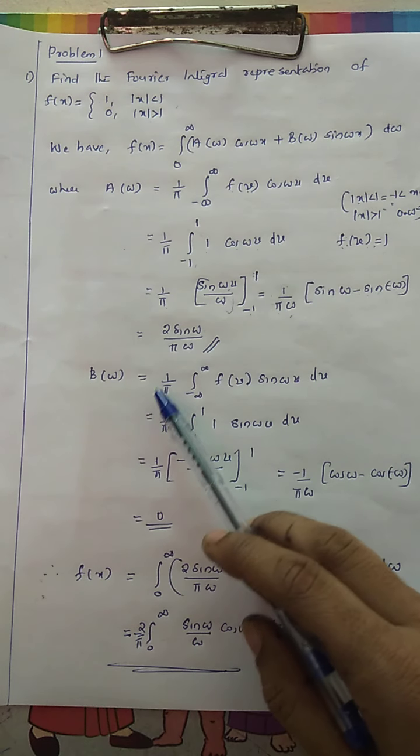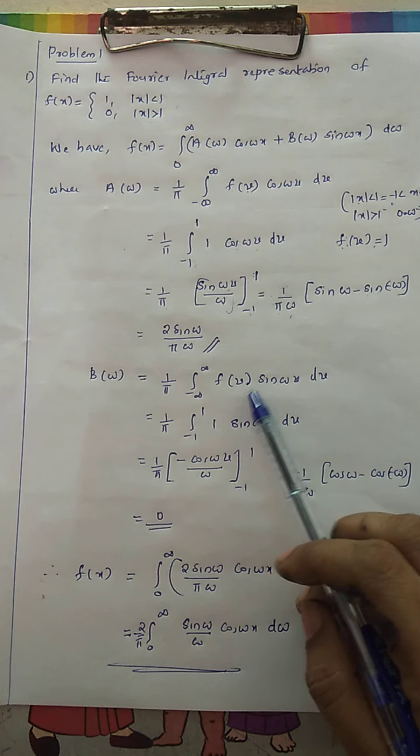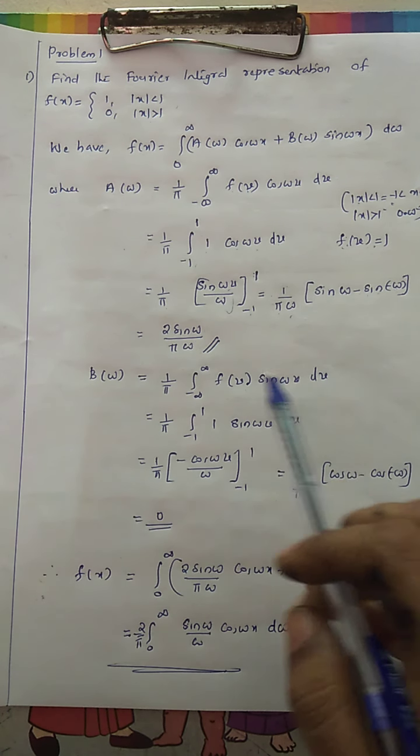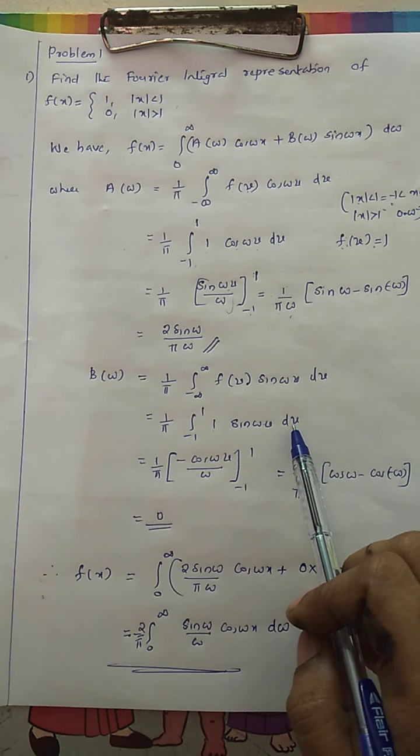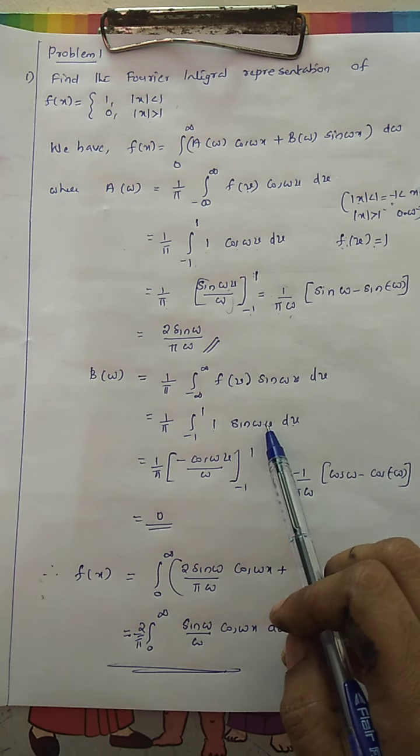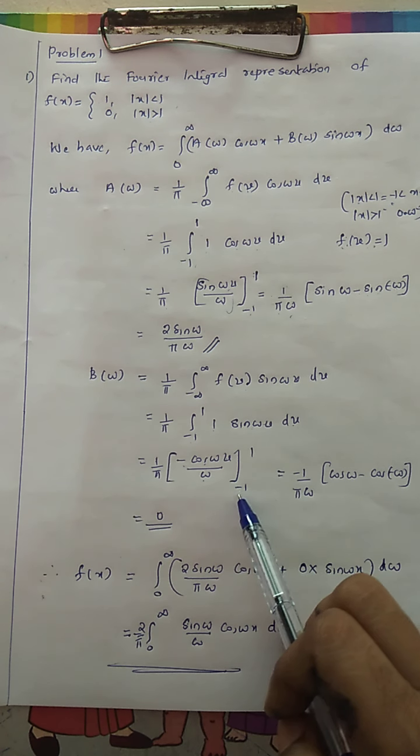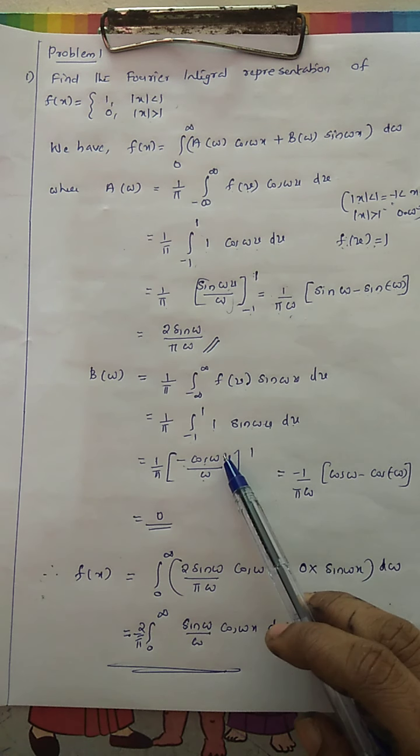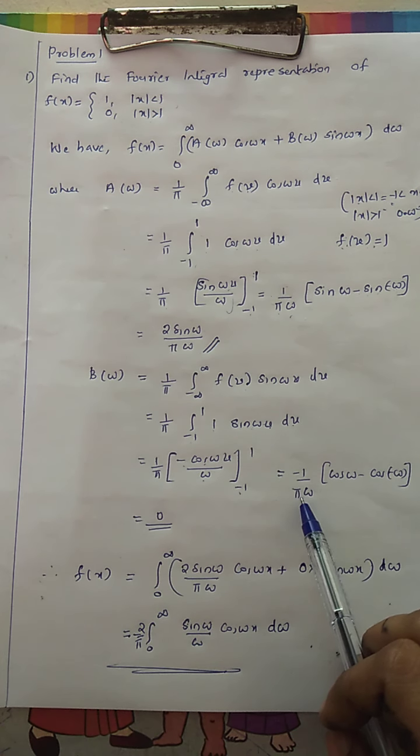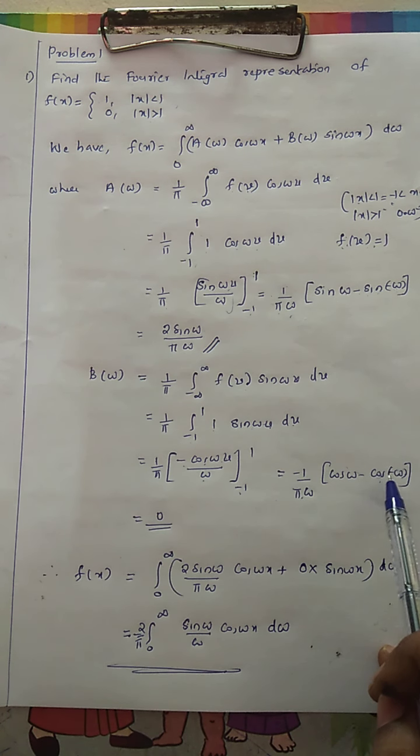Now b omega is equal to 1 by pi into integral minus infinity to infinity f of nu sin omega nu d nu. Here f of nu is equal to 1, so it is integral minus 1 to 1 sin omega nu d nu. Integrating sin omega nu, the integral is minus cos omega nu divided by omega, within the limit minus 1 to 1. Here nu is the variable. So substituting for nu you get minus 1 by pi omega times cos omega minus cos of minus omega, and cos of minus omega is cos omega itself.